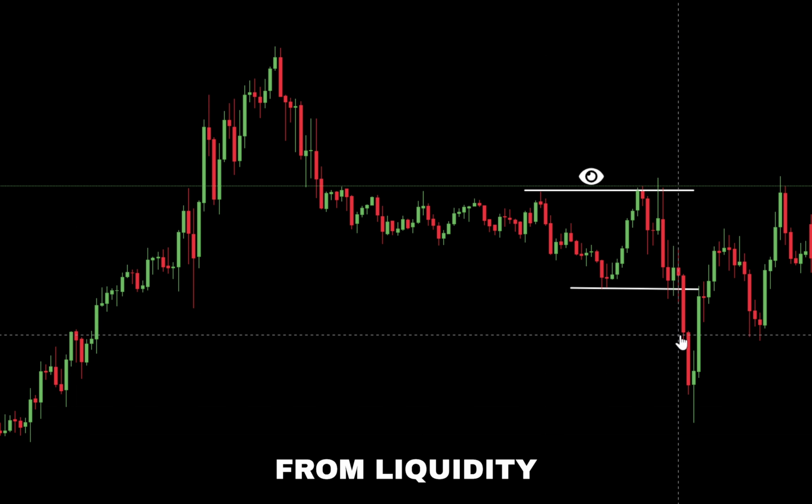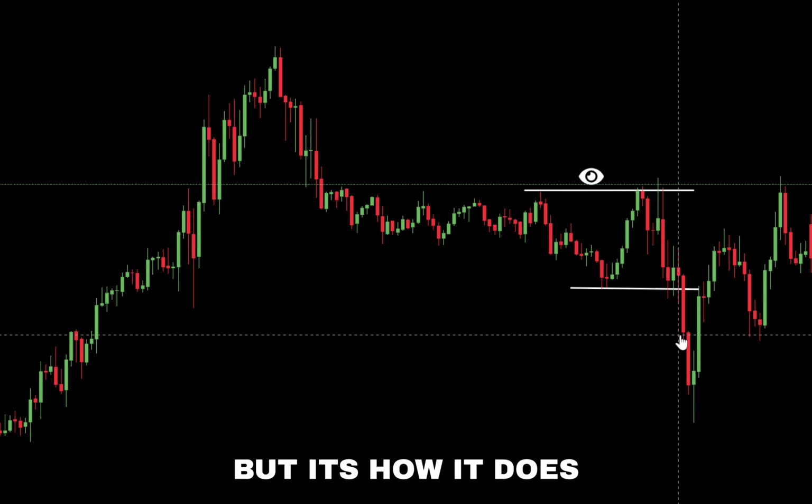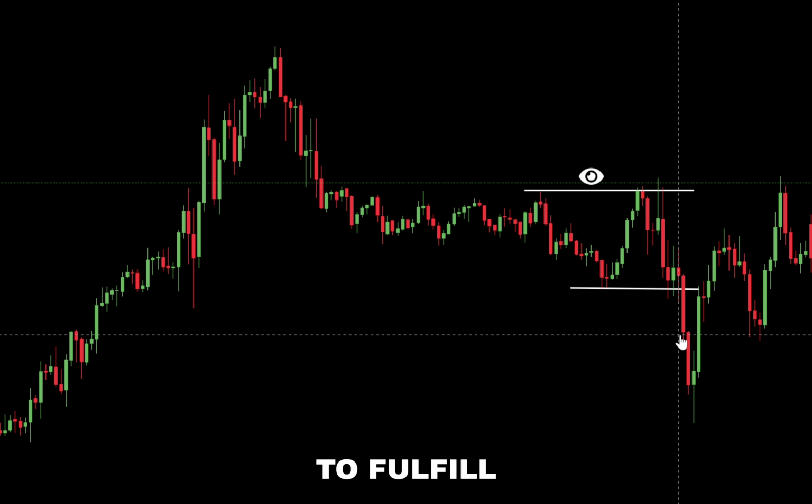The market moves from liquidity to liquidity, but it's how it does it every day that is where the real problem lies, because it's not going to do it the same way. Every day is different. Every day has a different objective that price wants to fulfill.